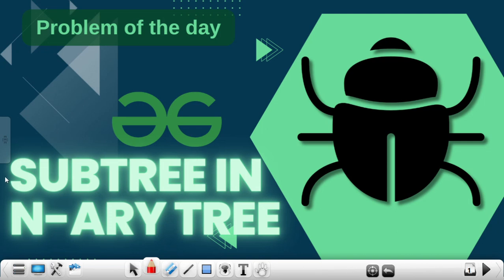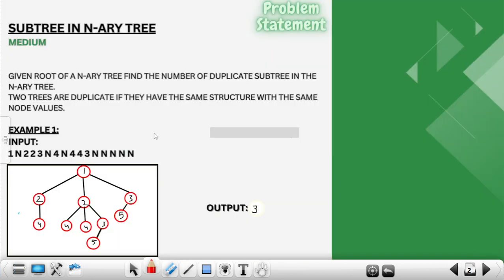In this particular video, we will be looking at the problem Subtree in N-ary Tree. Let's see what it says. Here is the problem. It says that given the root of an N-ary tree, find the number of duplicate subtrees in the N-ary tree. Let me explain.